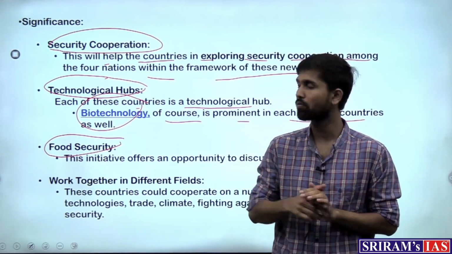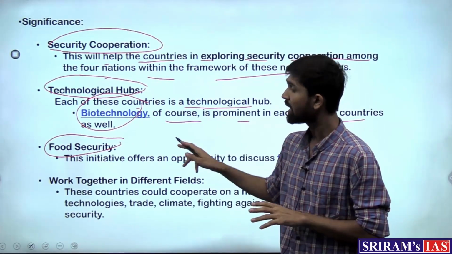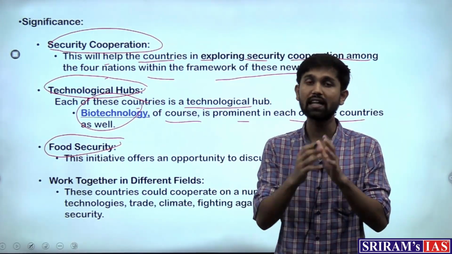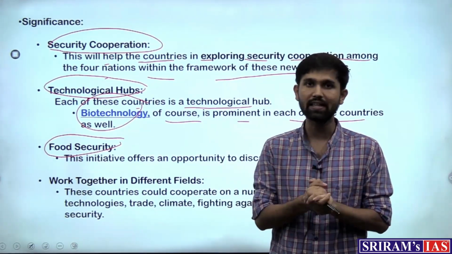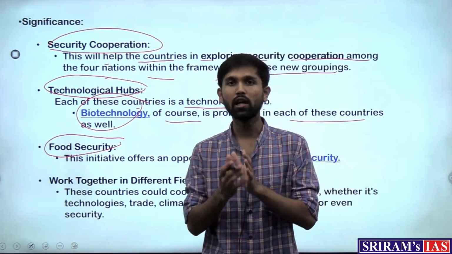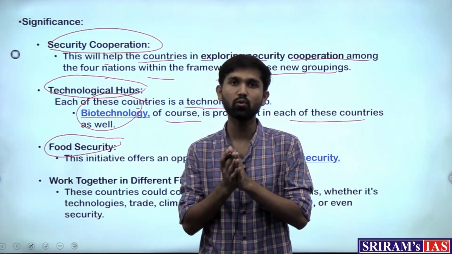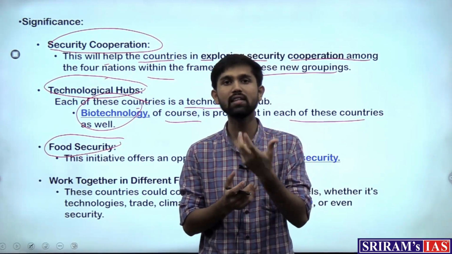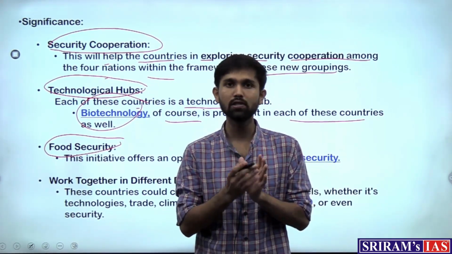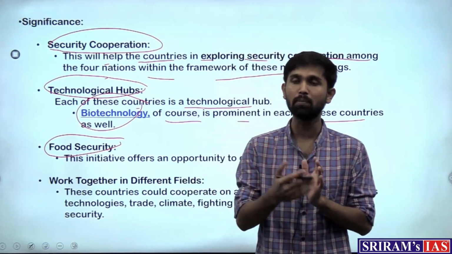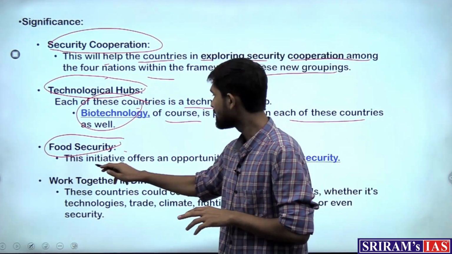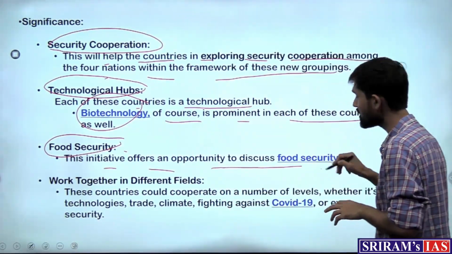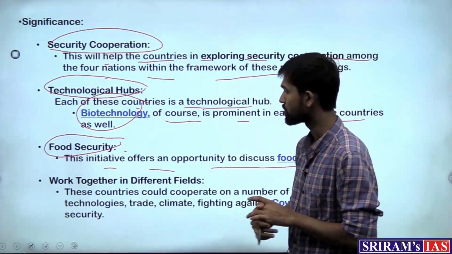And third important, which is going to be the central piece of the discussion when the 4 leaders of the countries meet in the grouping, is going to be food security and the agricultural cooperation that can happen, because as we know, because of the war between Russia and Ukraine, the food supplies throughout the world have taken a hit. So how can this be tackled and the food supplies to the West Asian region be bridged? This can be talked on. This initiative offers an opportunity to discuss food security for these 4 nations.